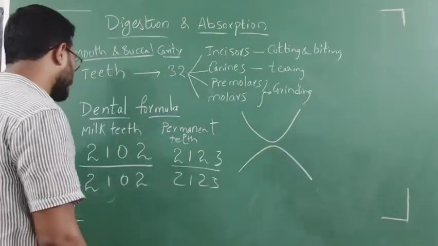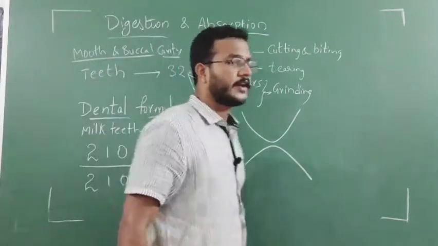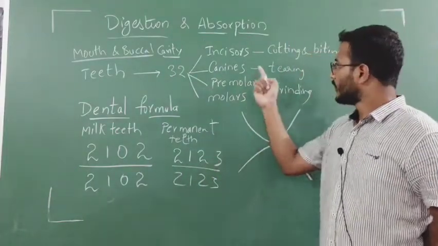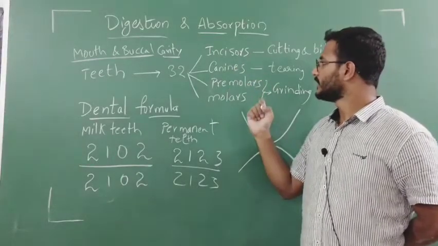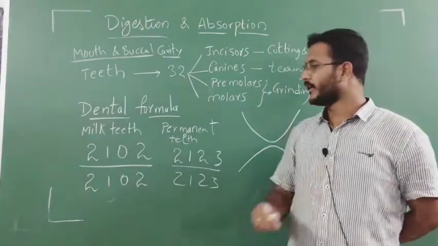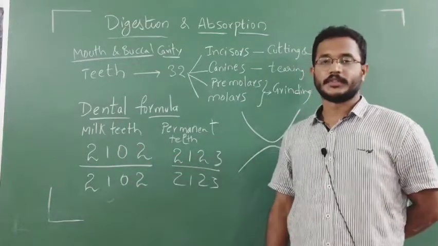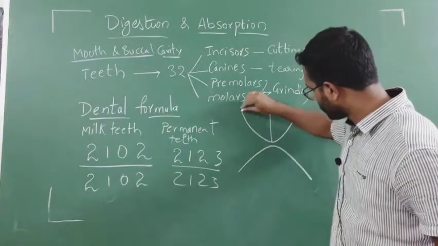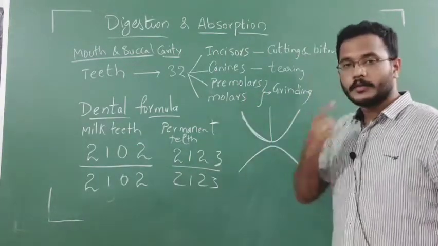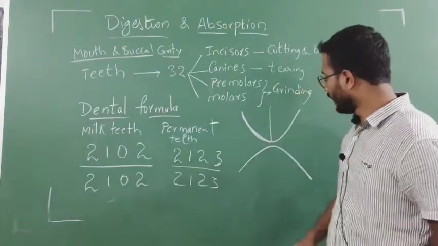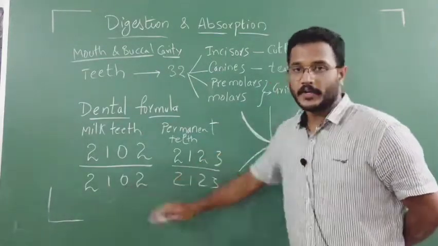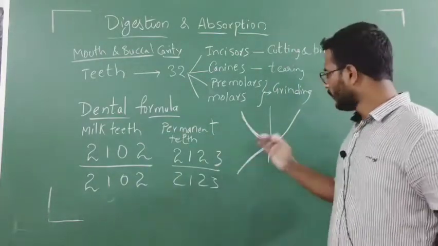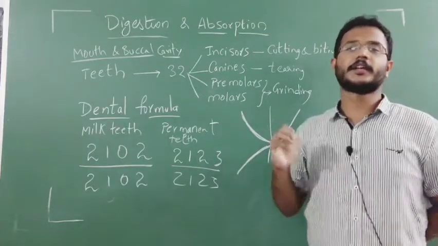So how is this dental formula calculated? What is the basis for calculation of this dental formula? Here we have 4 types of teeth: incisors, canines, premolars, molars. And what does this dental formula denote? The upper side denotes this half of the upper jaw, and the bottom side denotes this half of the lower jaw. And we have to double this one and double this one, then you can get the total number.